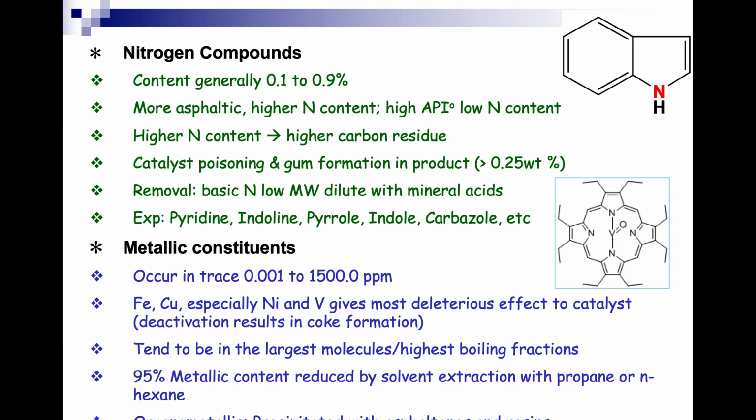Okay, next one we have metallic constituents, which occur in traces of 0.001 to 1500 ppm. Iron, copper, and especially nickel and vanadium give more deleterious effects to the catalyst. The deactivation results in coke formation. It tends to be in the largest molecules, the highest boiling fractions, whereby 95% of the metallic content is reduced by solvent extraction with propane or n-hexane.